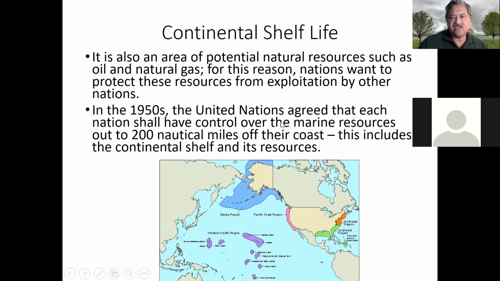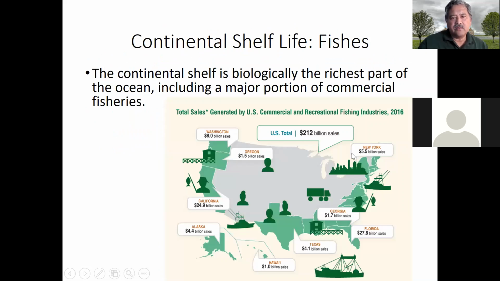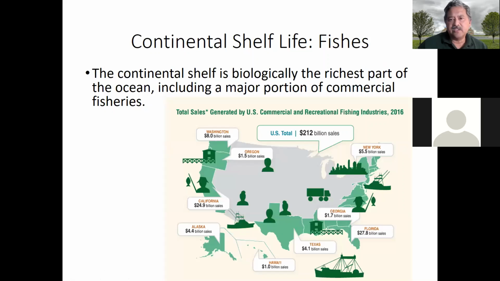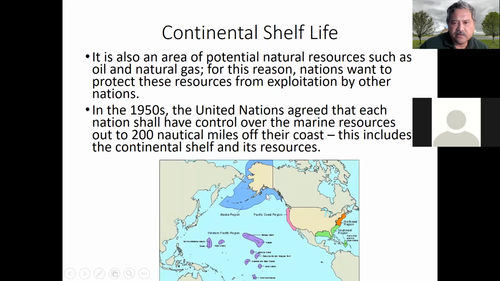In the 1950s, the United Nations agreed that each nation shall have control over the marine resources out to 200 nautical miles off their coast. This includes the continental shelf and its resources. This is called the economic zone, EEZ, and you can see 200 nautical miles out from the coast of all these different parts of the United States. This is the West Coast, this is the East Coast, and this is the Gulf Coast region.